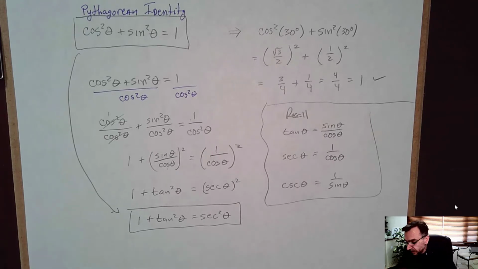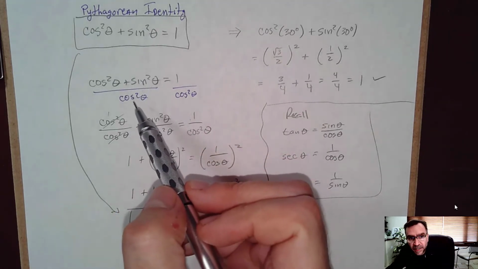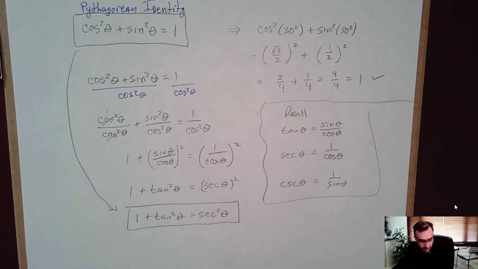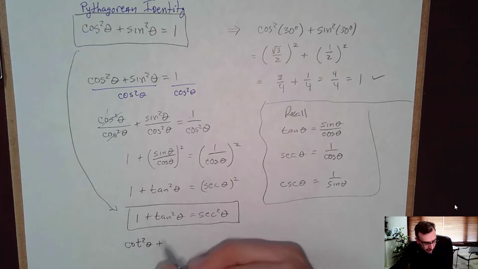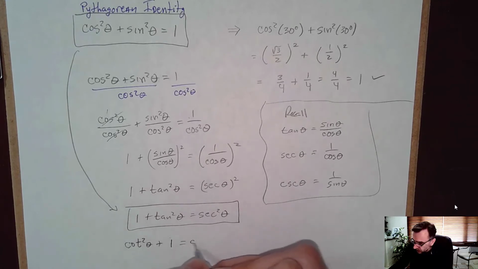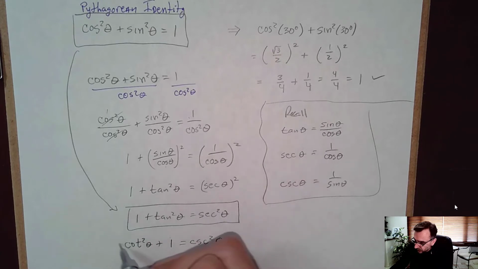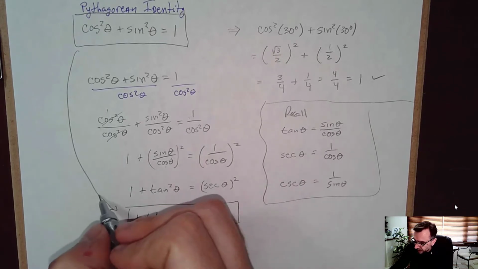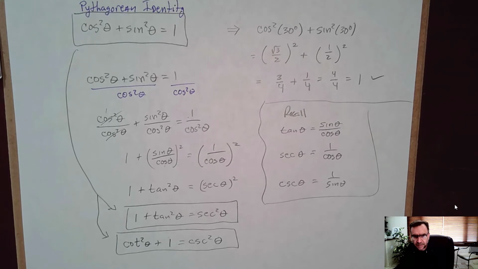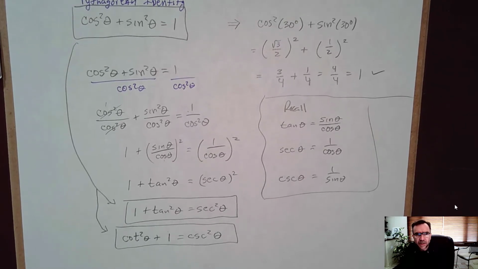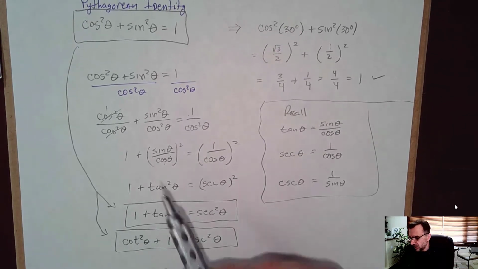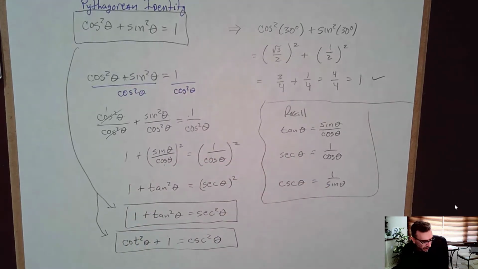And so if we were to next divide by sine squared on both sides and do the same type of thing, we'll come up with cotangent squared plus 1 equals cosecant squared theta. All right, so these are called the Pythagorean identities. Pretty easy to derive, and we can get that from the original Pythagorean identity, either dividing by sine squared or cosine squared. Okay, so now let me show you how to do a proof properly here in trigonometry.